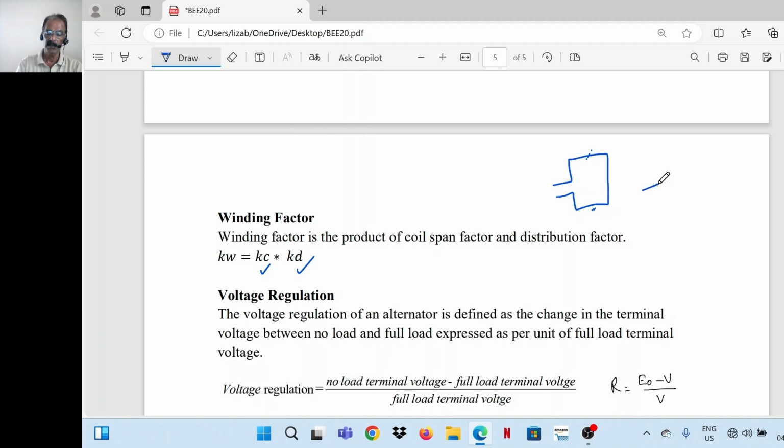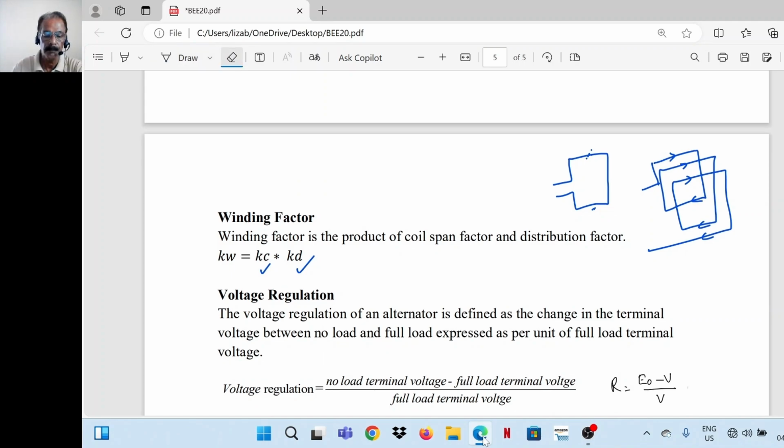Whereas in the distribution factor, we consider only coil voltages. While adding the coil voltages, because there is an electrical angle between two adjacent coil sides or coils, the voltages cannot be added directly, but we have to find out the phasor sum. So the product of these two factors is called the winding factor.